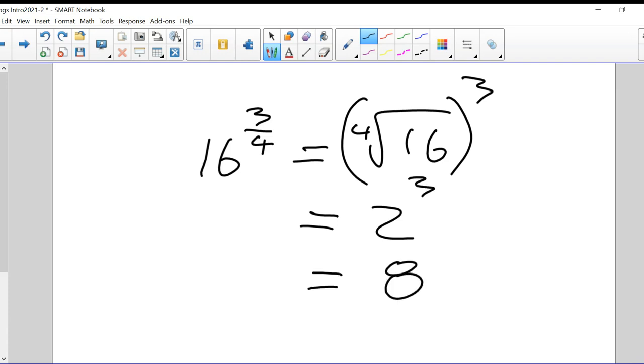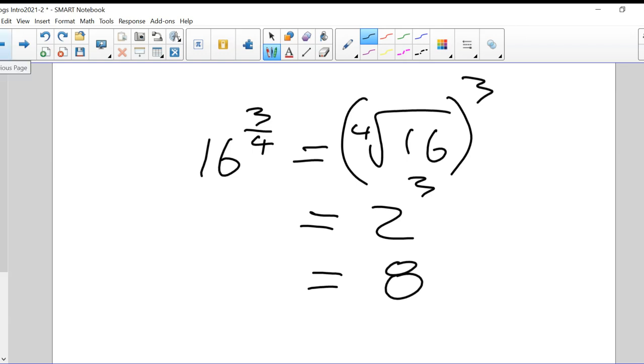Now, could I have done it by raising 16 to the power of 3 first? Yes, and then find the 4th root of that? Yes. Except I don't know what 16 to the power of 3 is. I honestly don't know. I need a calculator for that. The other one I could do without a calculator, right? But if I did it that way, 16 to the power of 3, and then found the 4th root, I'd still get 8. I would still absolutely get 8.